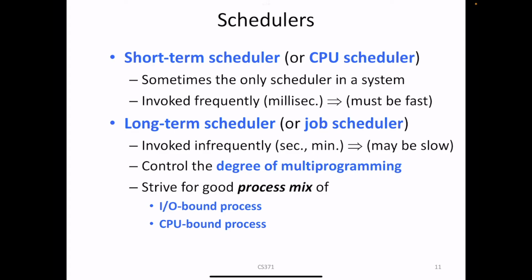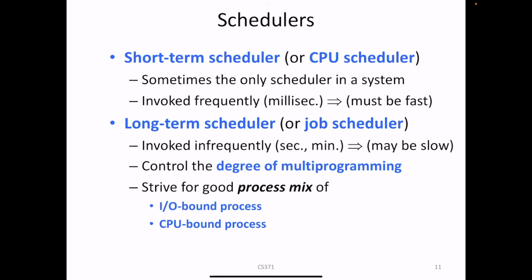You can imagine that it can be invoked very frequently, most of the time at the millisecond level. That is why we call it the short-term scheduler. Since it will be invoked very frequently, it must run very fast, because within 1 second, the CPU scheduler can be invoked 10 times or even hundreds of times.